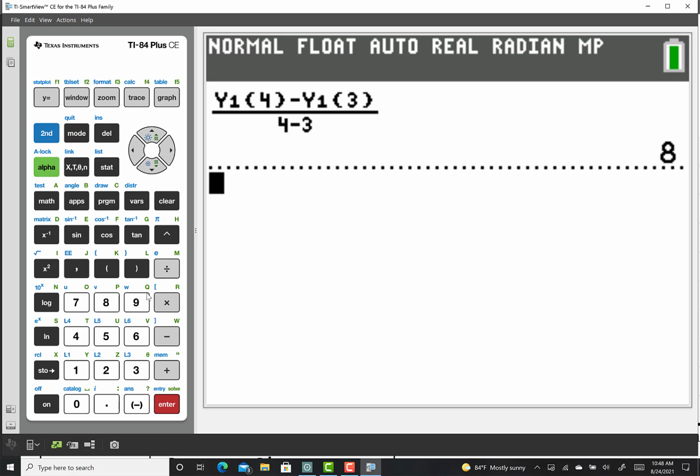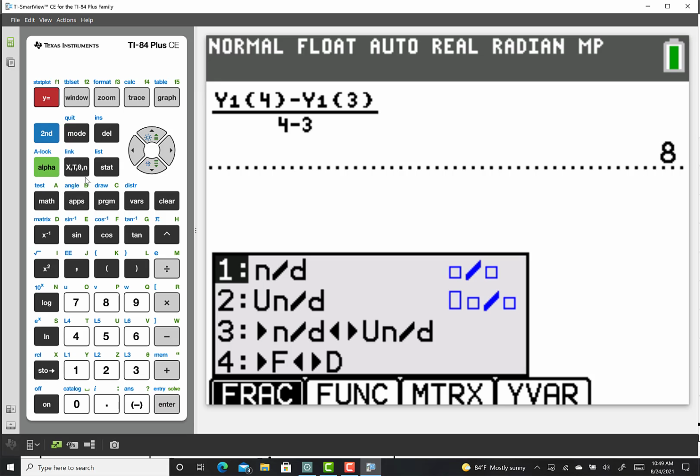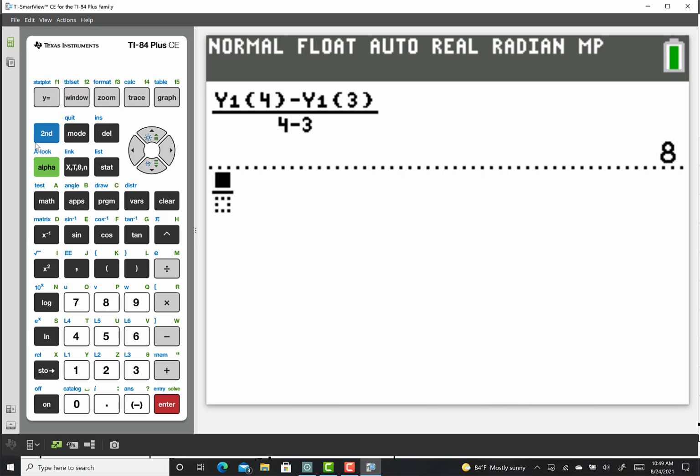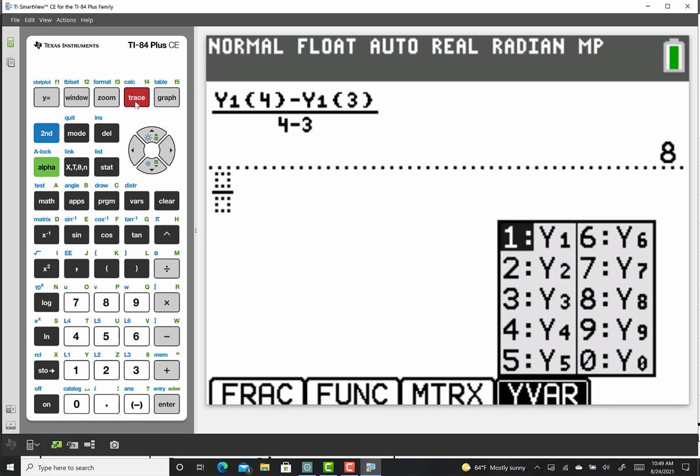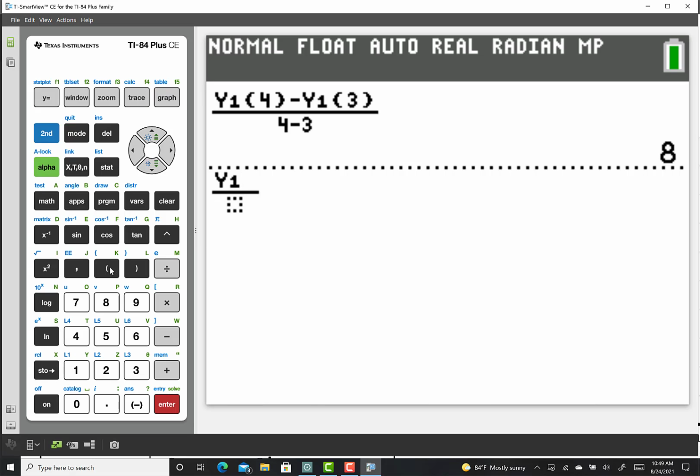We're going to do the same thing again. Ready? Alpha. Well, first I'm going to put the fraction. Alpha trace, enter. So here we go. Alpha trace, the trace button. Enter. There's my y1. And now I want what? 3 point alpha y equals. And then enter.